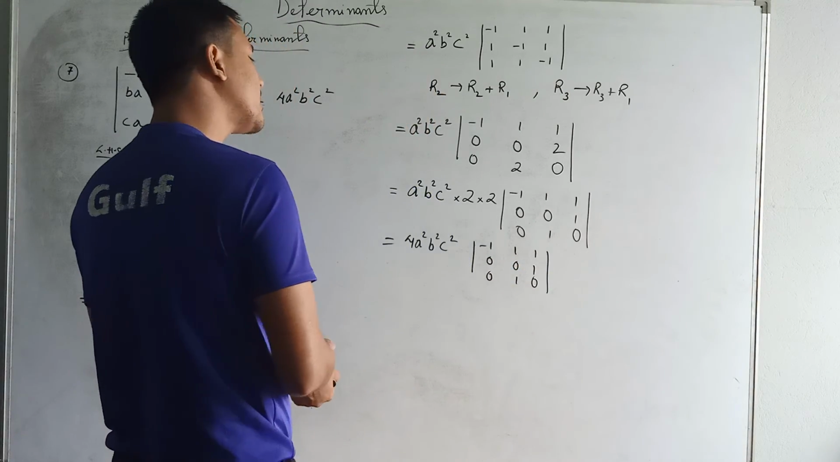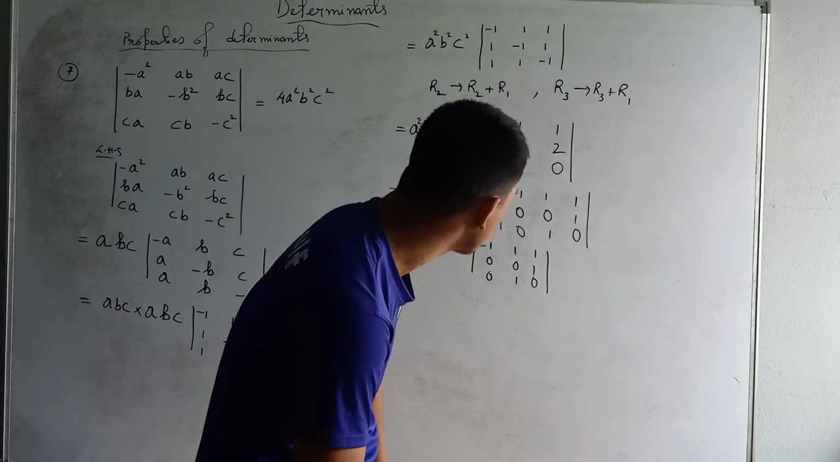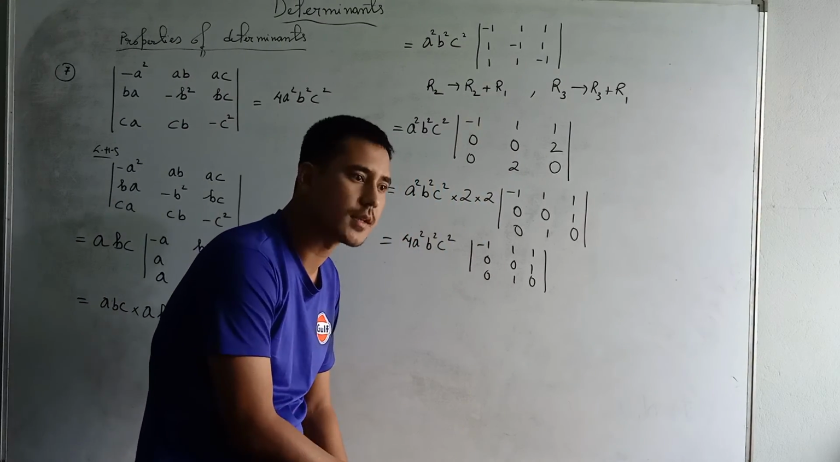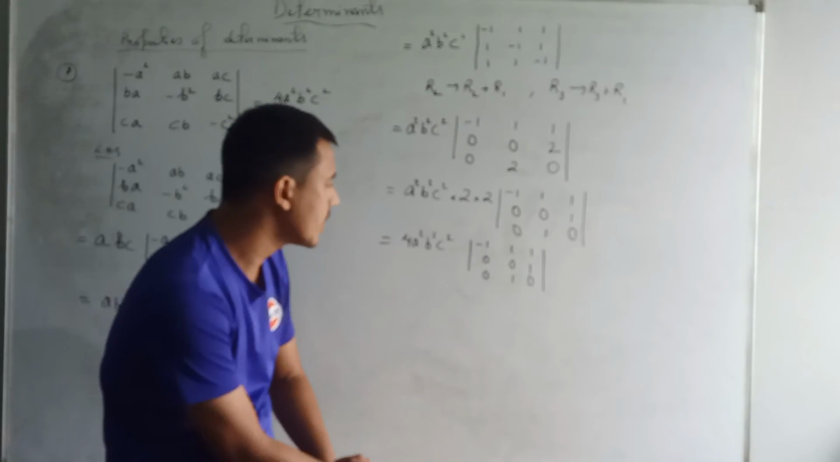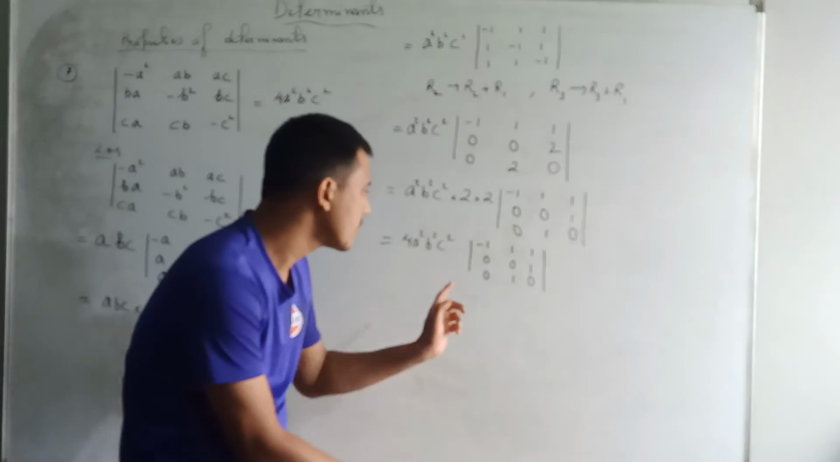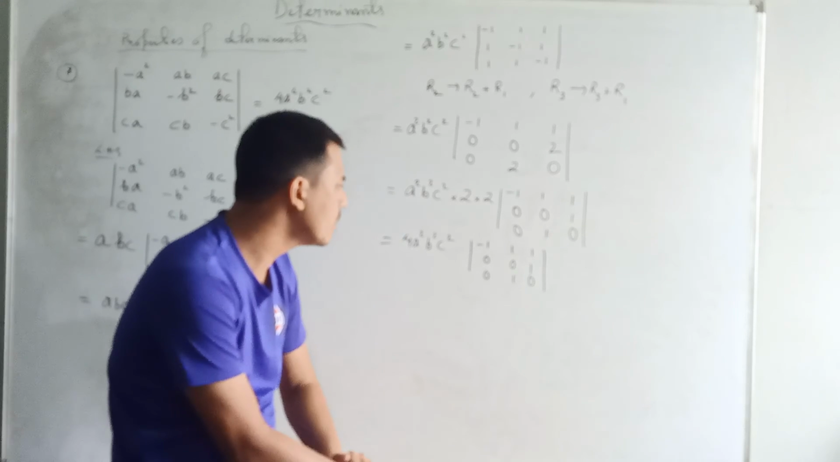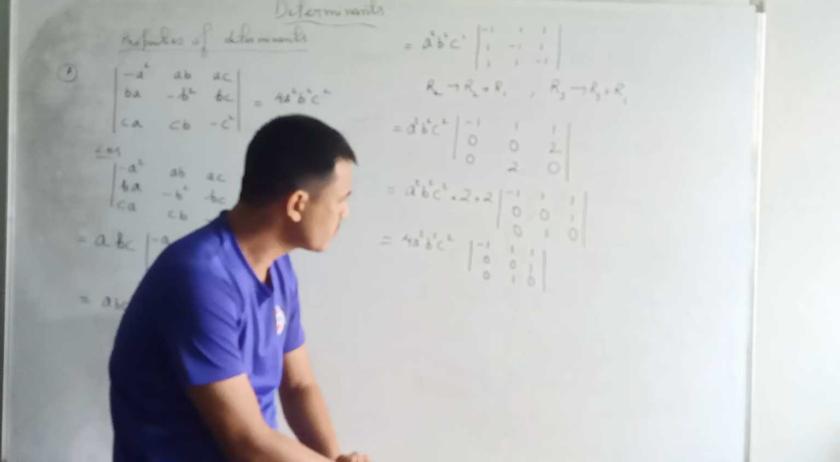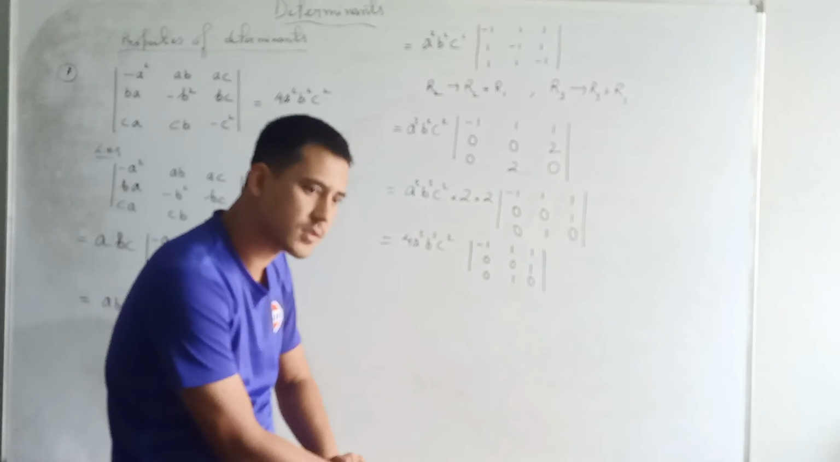Now, since we have the maximum number of zeros in the determinant, we can expand it now. Is it okay? On row 1 we have 2 zeros. On row 3 also we have 2 zeros. So you can expand along row 2 or row 3, or you can expand along column 1 because column 1 also has 2 zeros, right?